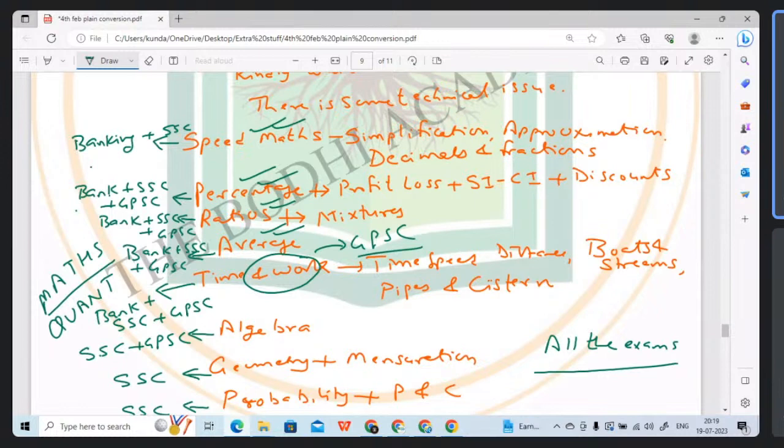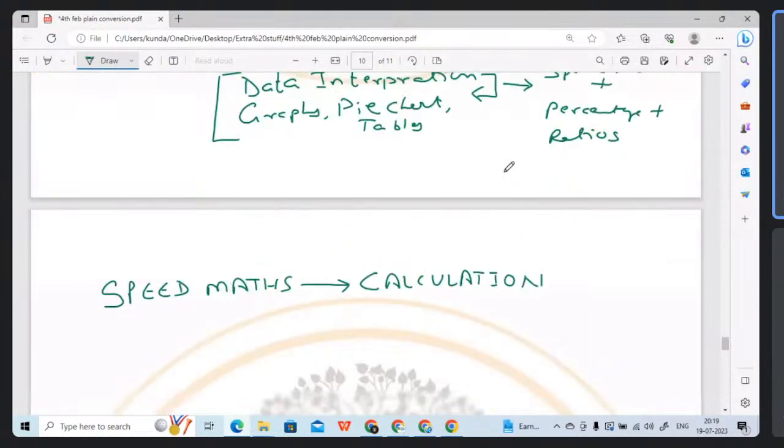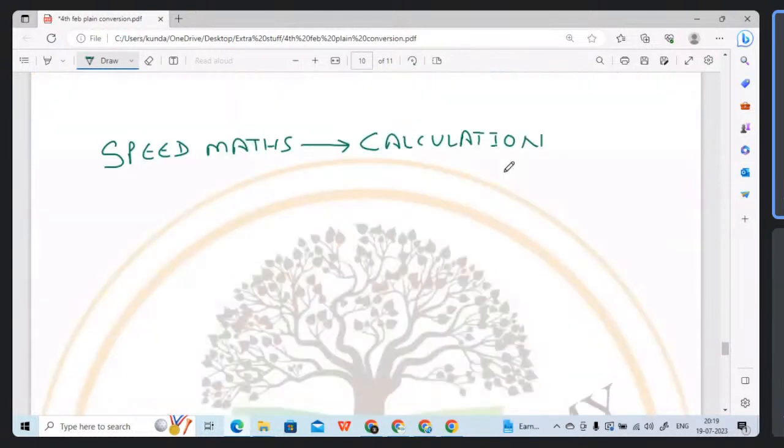Now, for the students who want to give state exams, speed maths is a must. 15 to 20% of questions based on speed maths always come. Now, for improving your speed mathematics, the topics on which you should work, first is fast calculation.